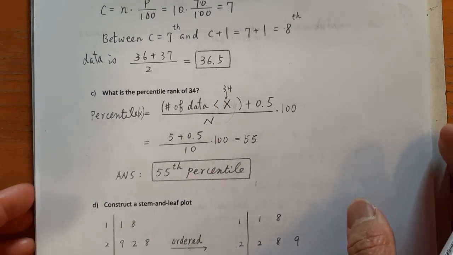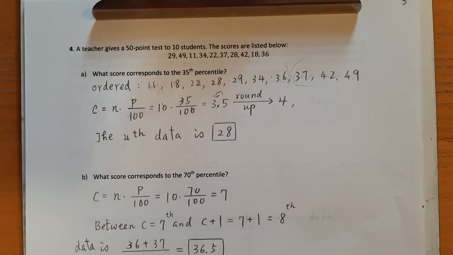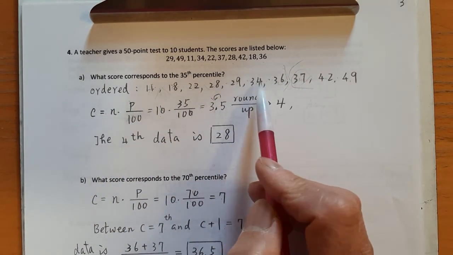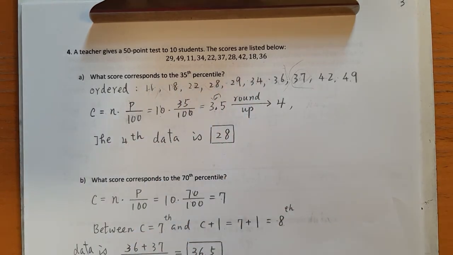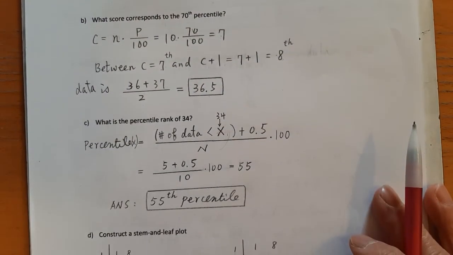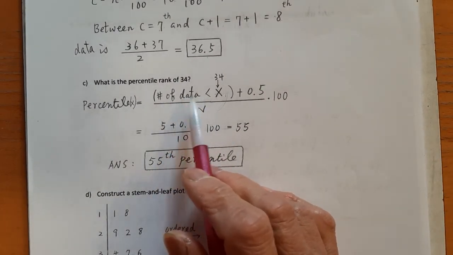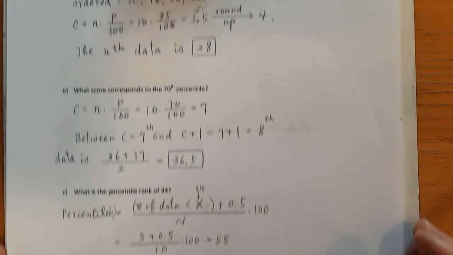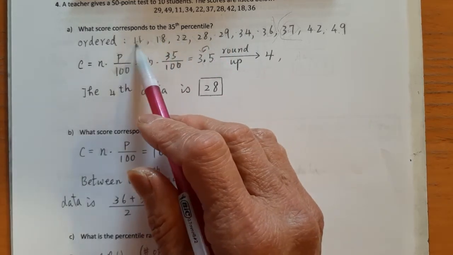So you count: below 34 has how many numbers? Like in this ordered data, 34 is here. Below it has 1, 2, 3, 4, 5. 5 data, so 5 goes over here. The number of data below 34 is 5.